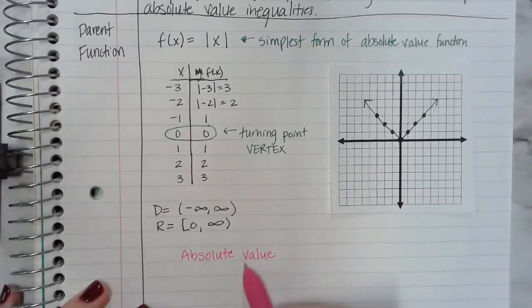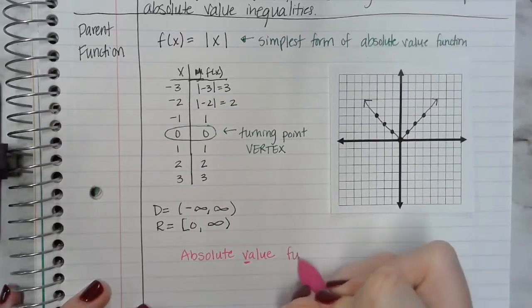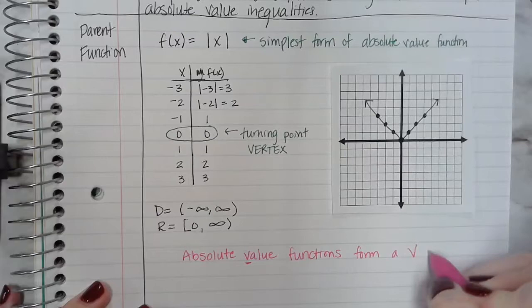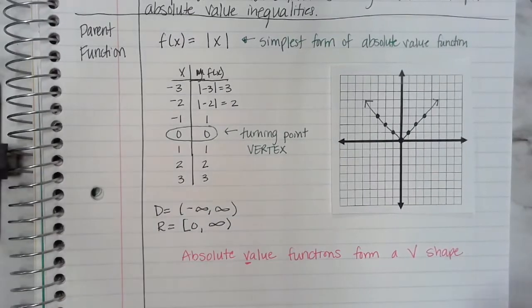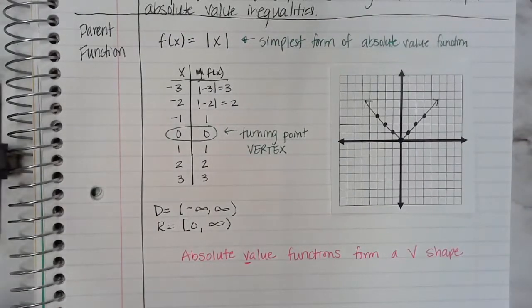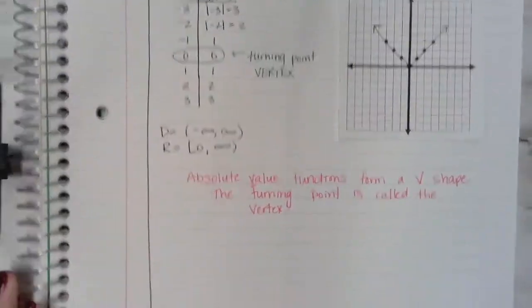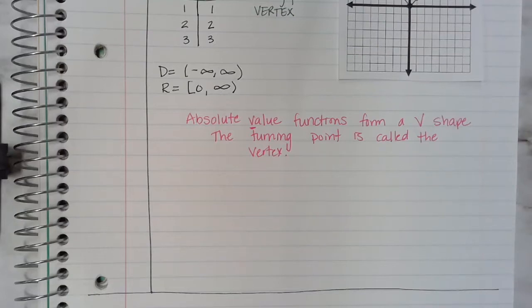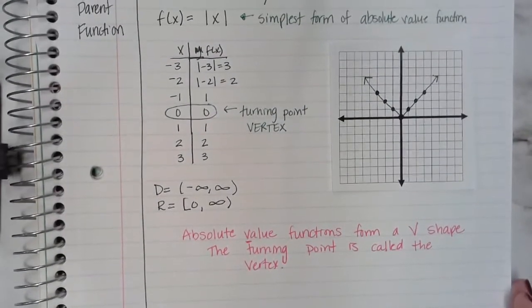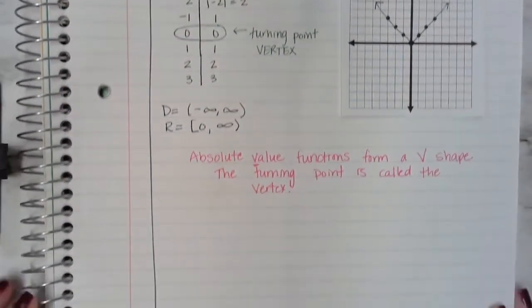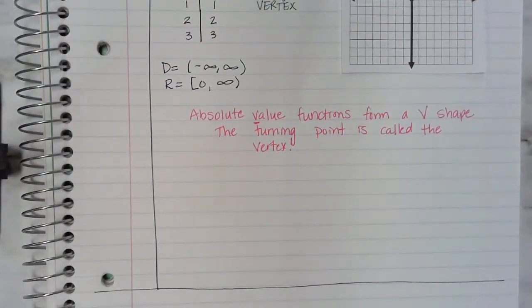Think of V for absolute value. They form a V shape, and the turning point is called the vertex. Alright, so we're going to write down some steps to graphing all kinds of different absolute value functions. Again, this one that we took a look at so far, this is the parent function. So this is the simplest form of the absolute value function that we're going to see. And we're going to take a look at steps to graphing other types.